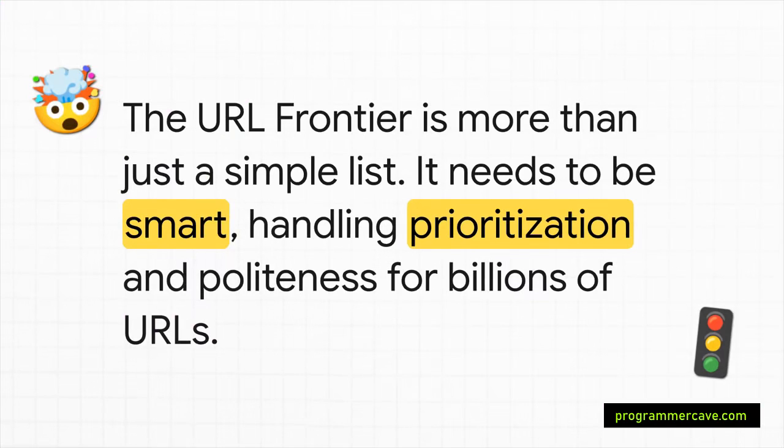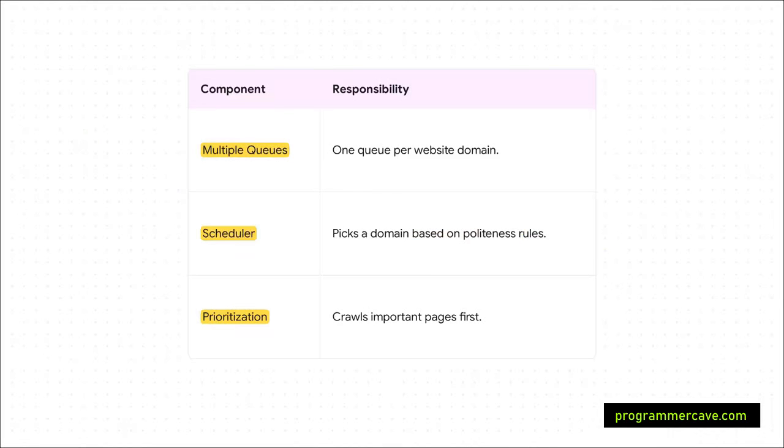All right, challenge number 1. That URL frontier, it needs to be way more than just a list. It has to be smart. It can't just be a simple first in, first out queue. It has to make decisions, like which pages are more important to crawl first. And, this is absolutely crucial, it has to be polite to the websites it's visiting. So how do you solve that?